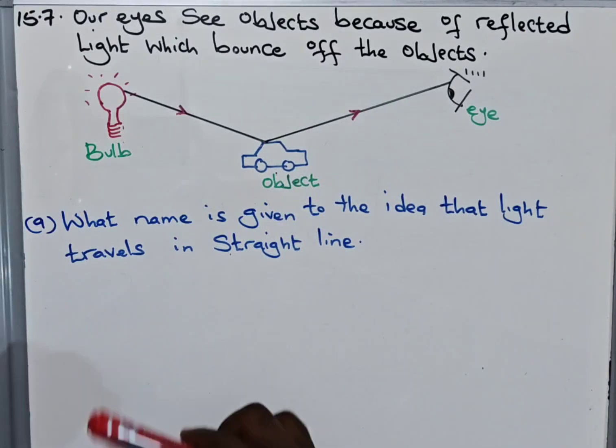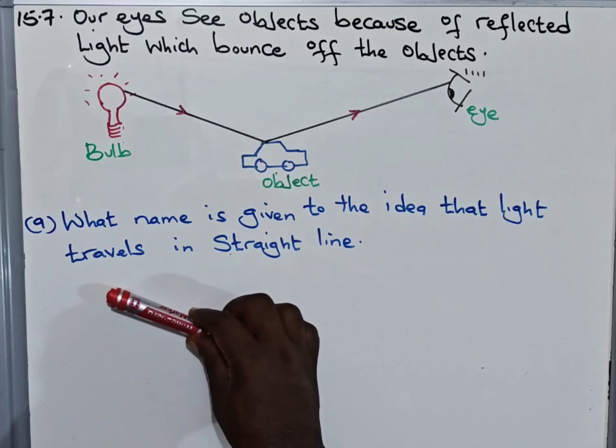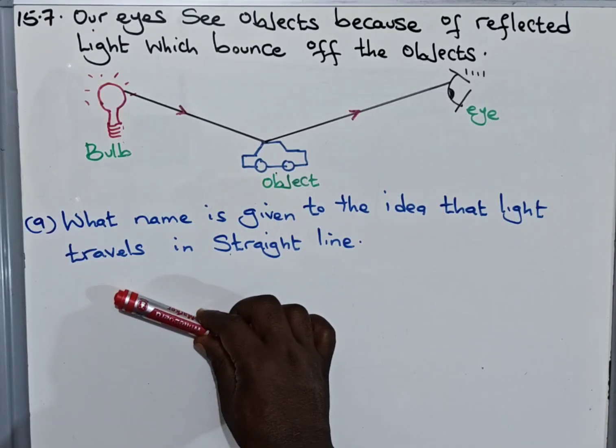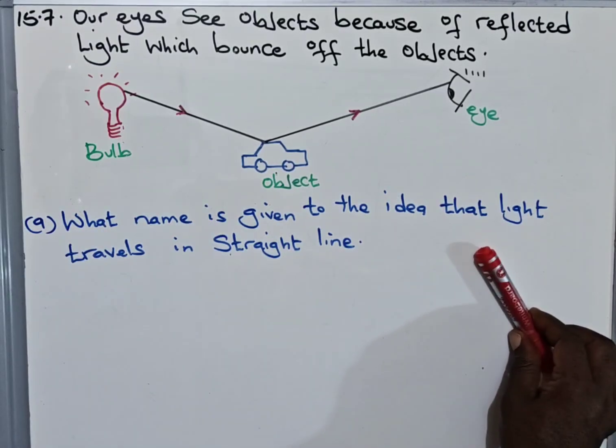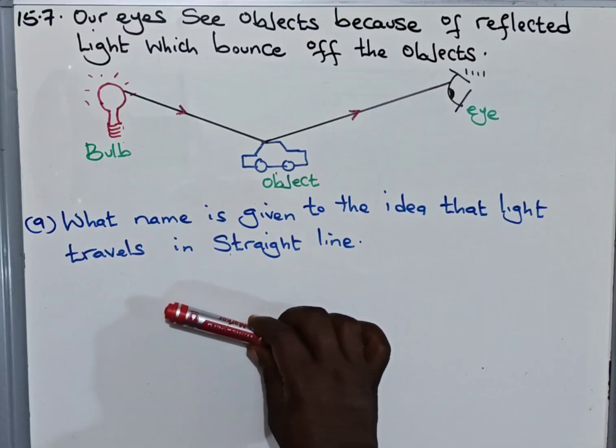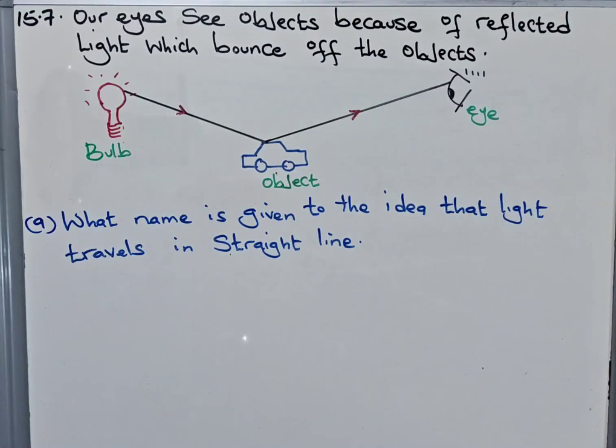Okay? So we come to this situation. It says that what name is given to the idea that light travels in a straight line? How do you refer to that idea that light travels in a straight line? We refer to it as rectilinear propagation of light.